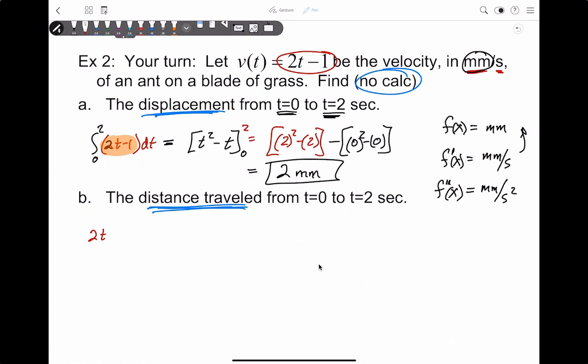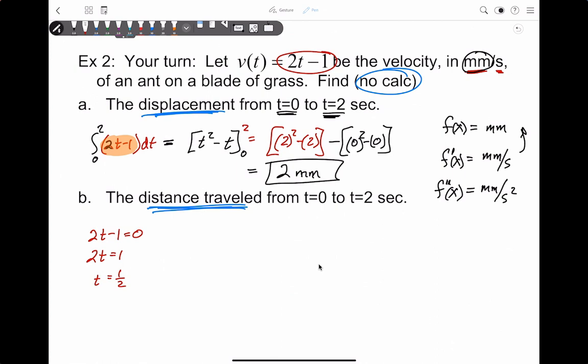So 2t minus 1 is equal to 0. 2t is equal to 1. Therefore, t is 1/2. So in this case, we only have 1 zero. Okay, so we're going to break this up into 2 integrals. If we had 3 zeros, we'd break it up into 4 integrals. If we had 5 zeros, we'd break it up into 6 integrals. Okay, you're just partitioning it into those appropriate intervals.